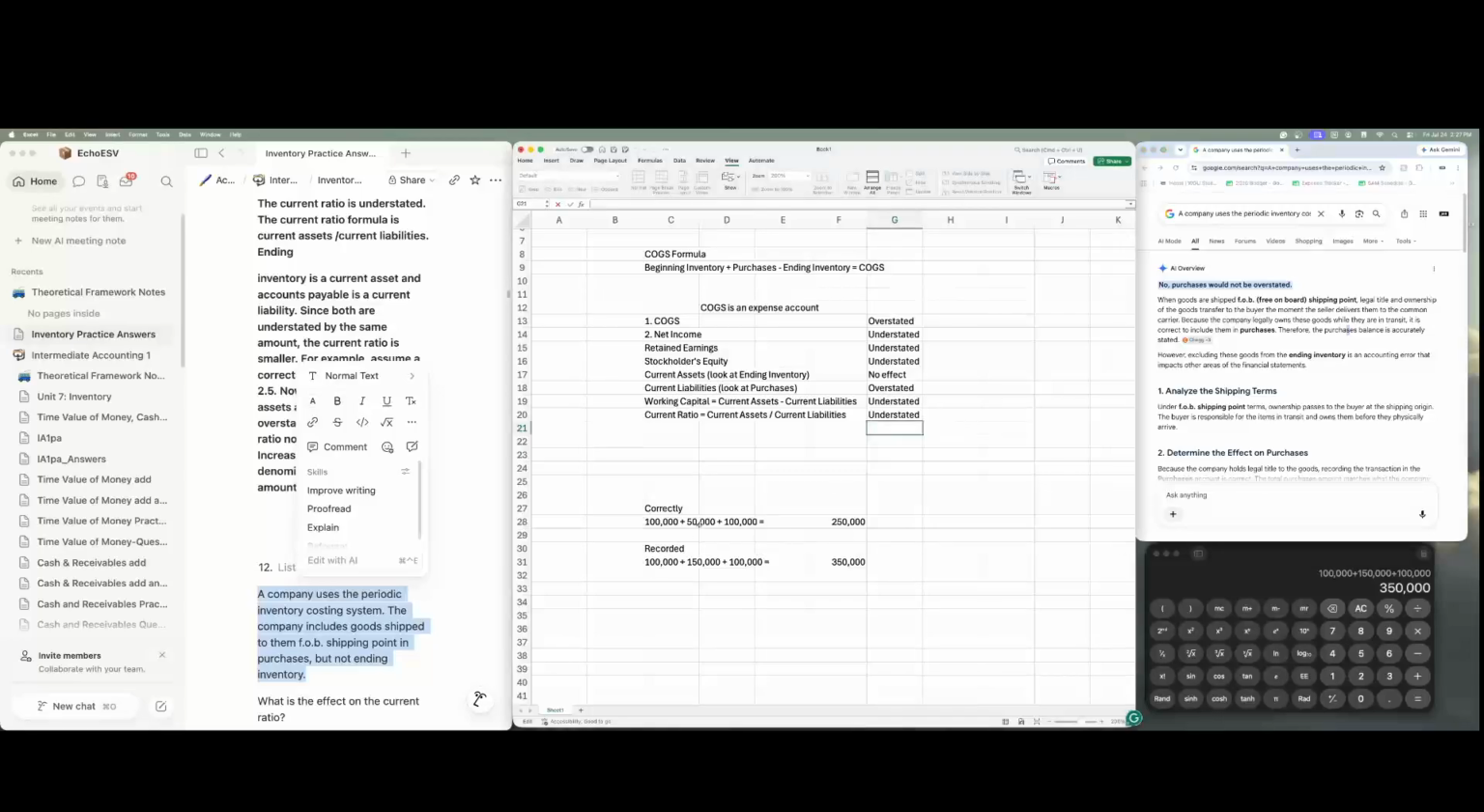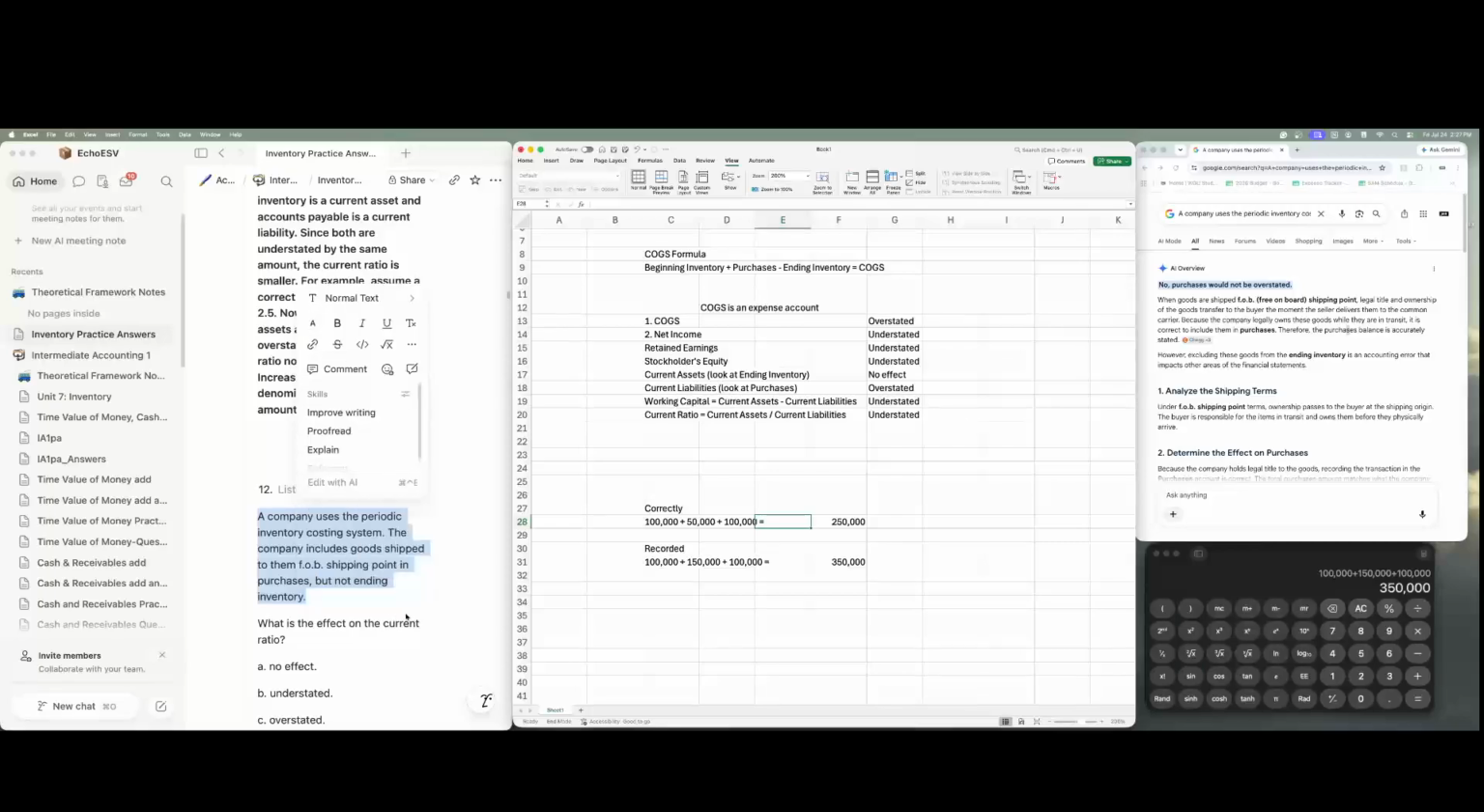Okay, so this is really not that hard. This might not be a mistake, as in the company might be using FOB shipping point, as in the moment the inventory leaves the warehouse and is loaded onto the truck, they're going to consider that part of the inventory.